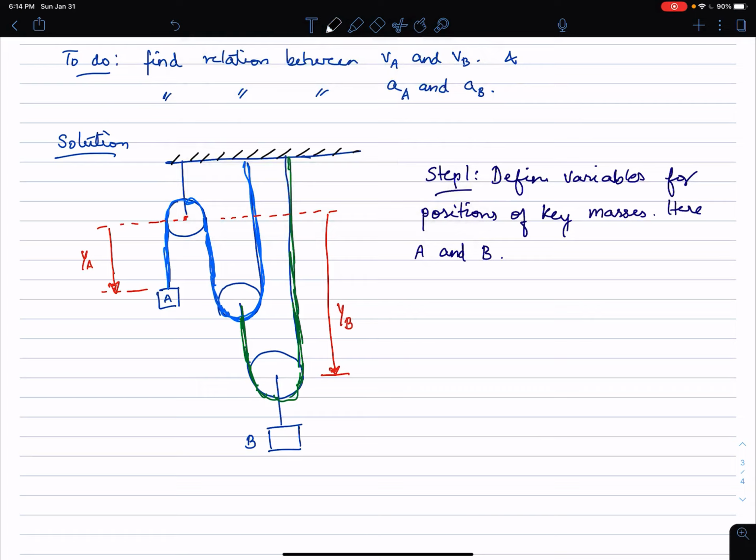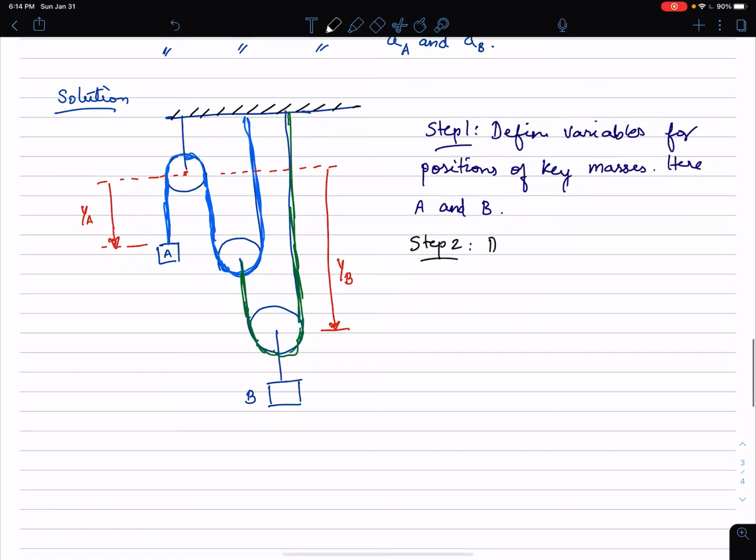So that's step one. Step two is basically the same as step one, which is to define variables for other segments of rope as necessary.